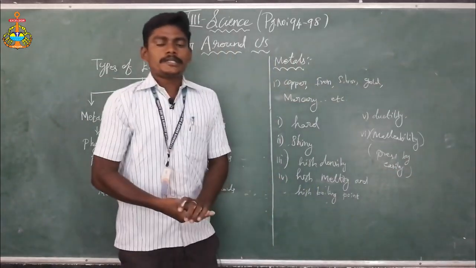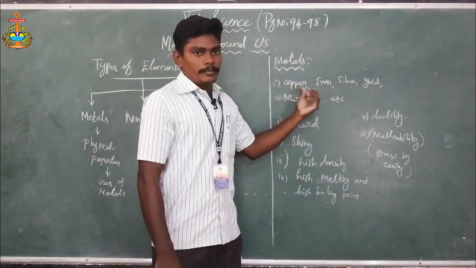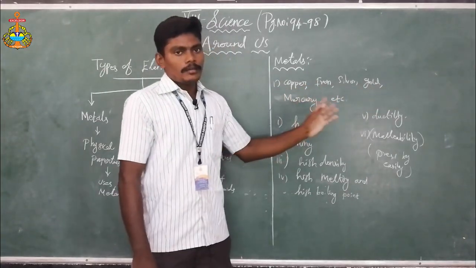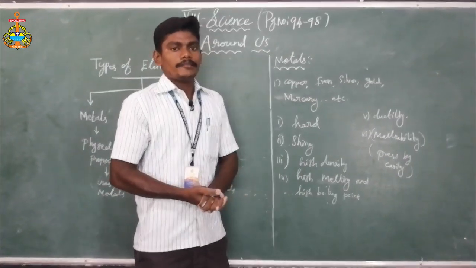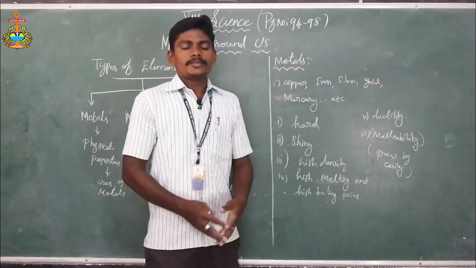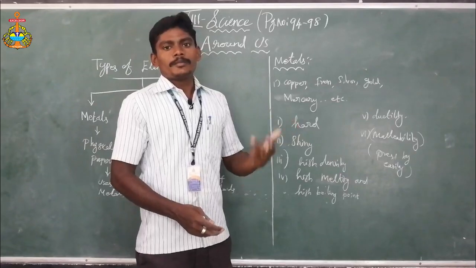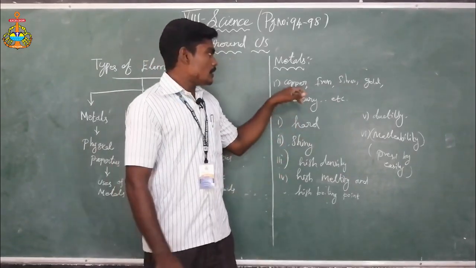So these are the physical properties of metals. Elements of metals include copper, iron, silver, gold, mercury, aluminum, etc. These elements are used in our daily life. For example, the first one, iron. Iron is used for making bridges, building materials, and engine parts, etc.